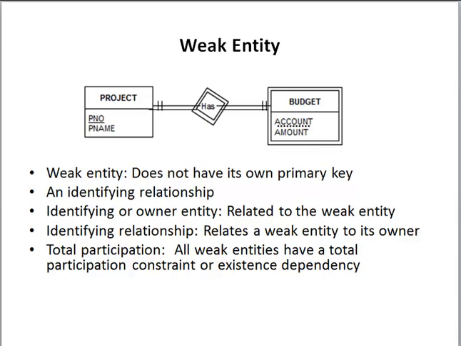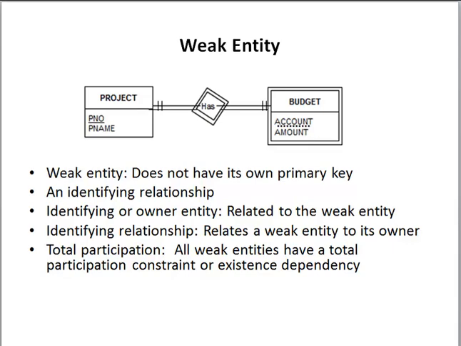Now here's an example of an ERD with a weak entity. In this example, we do not have an underlined attribute in the entity budget, for example. So we have this dotted line. This indicates that this budget entity does not have a primary key. It has what's known as a partial key. And the partial key is used to identify how that budget instance is related to the project in this example.